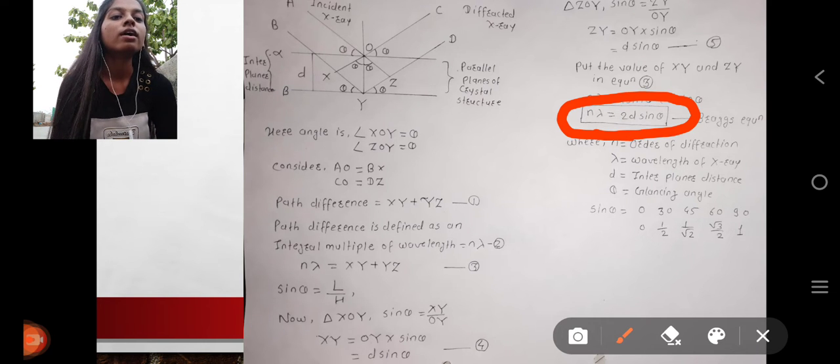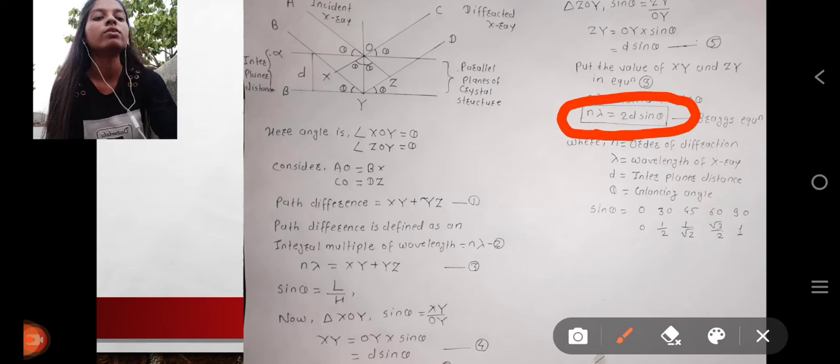Here n is equal to the order of diffraction. The order of diffraction is 2 because 2 layers of the crystal are used, lambda is equal to the wavelength of X-ray, d is the interplanar distance, theta is equal to the glancing angle, and theta takes the values 0, 30, 45, 60 and 90. These are the angles. So sin 0 is equal to 0, sin 30 is equal to 1 by 2, sin 45 is equal to 1 upon root 2, sin 60 is equal to root 3 by 2 and sin 90 is equal to 1.